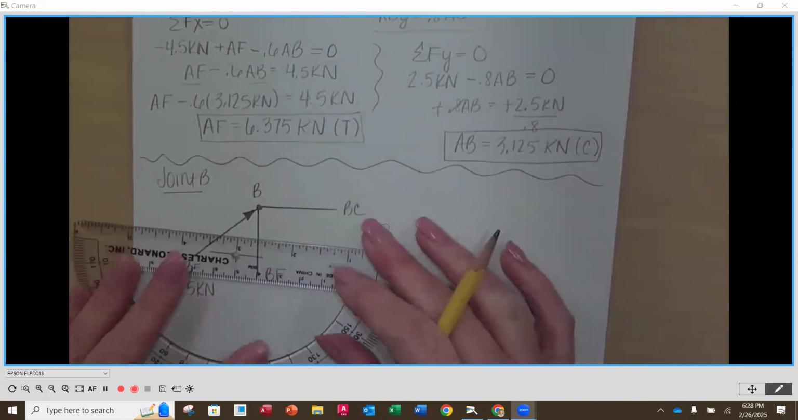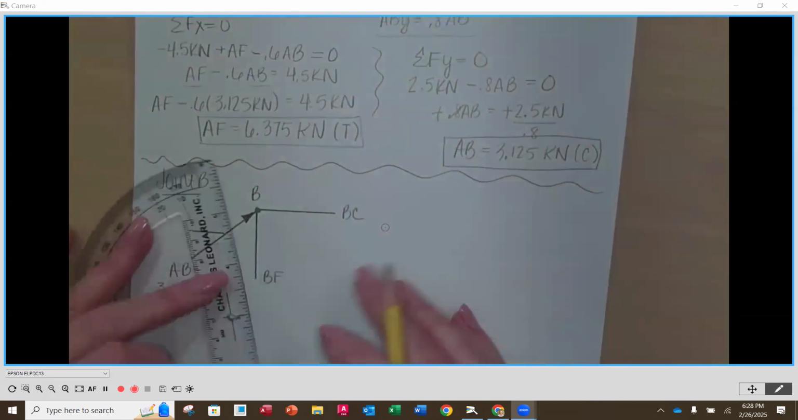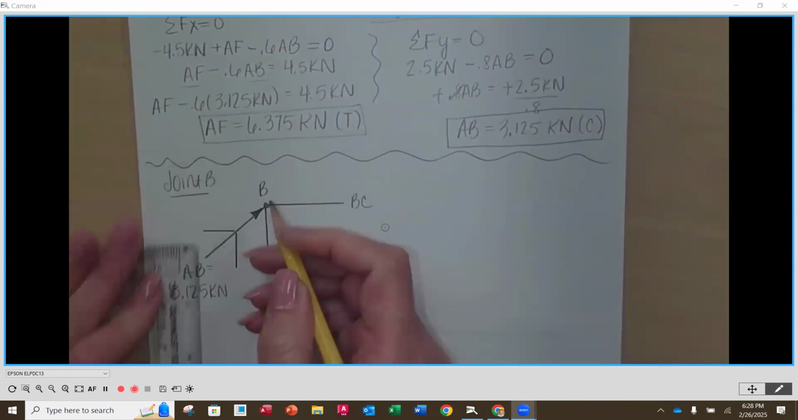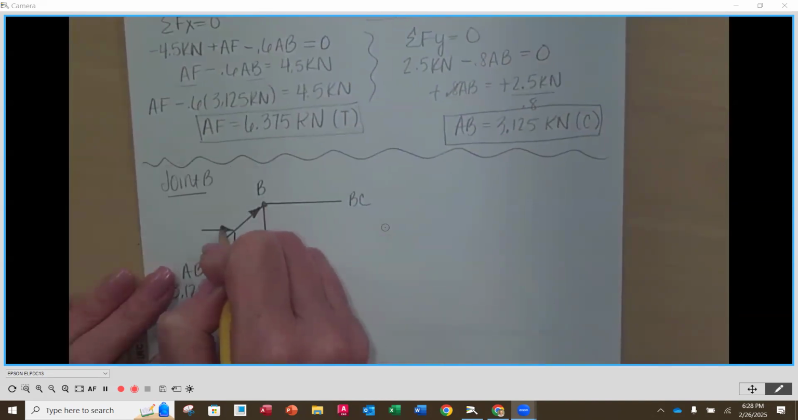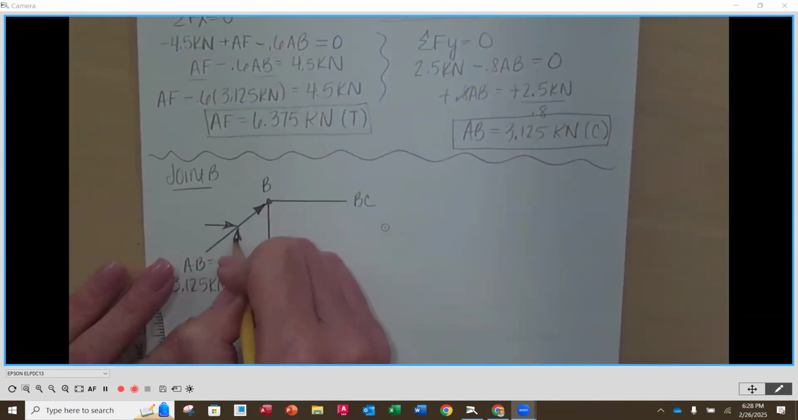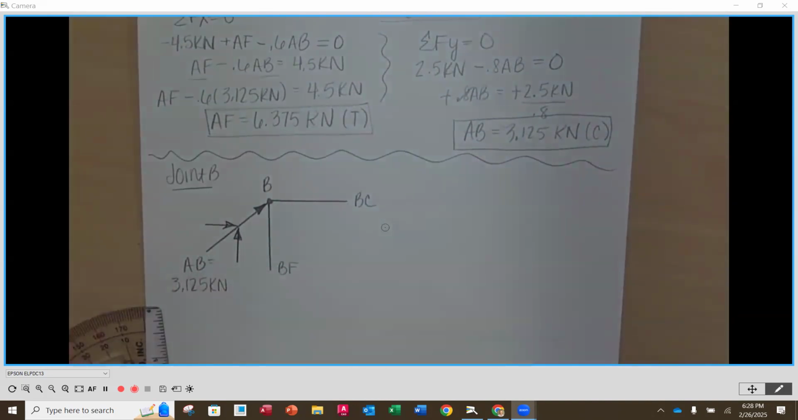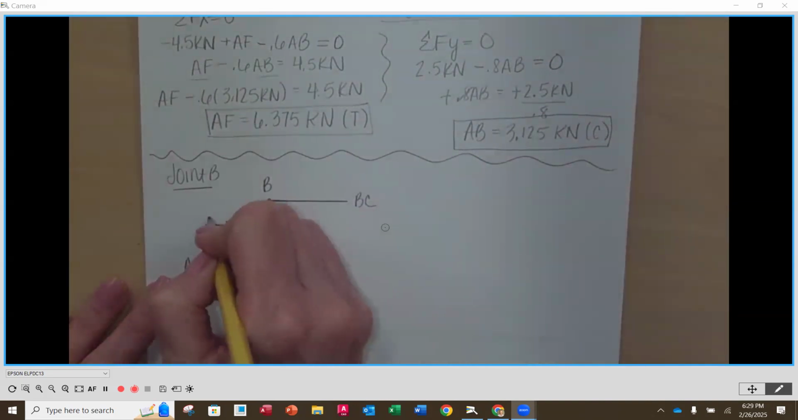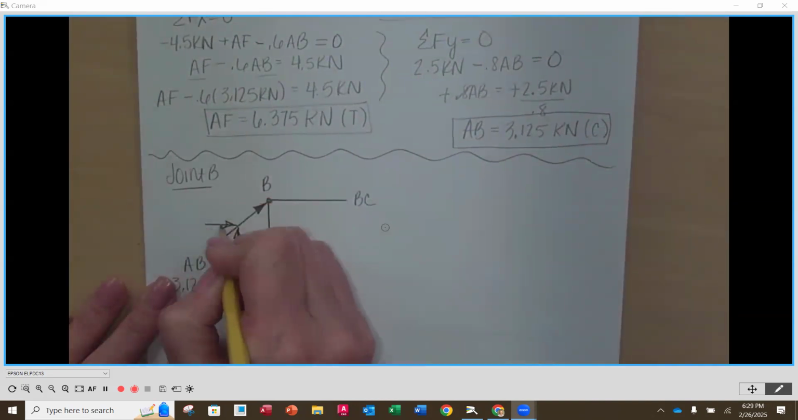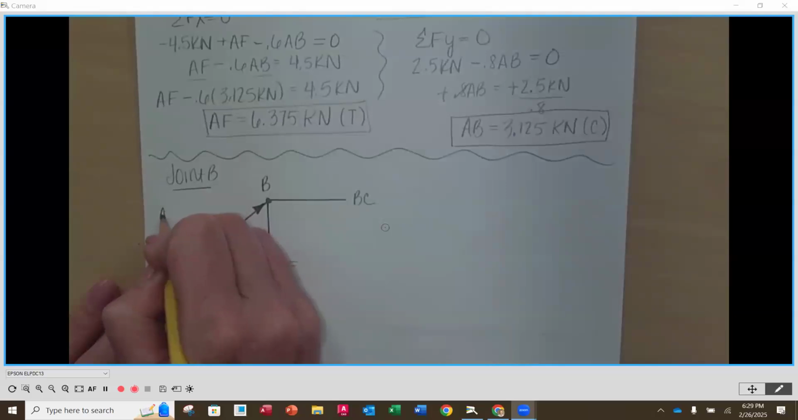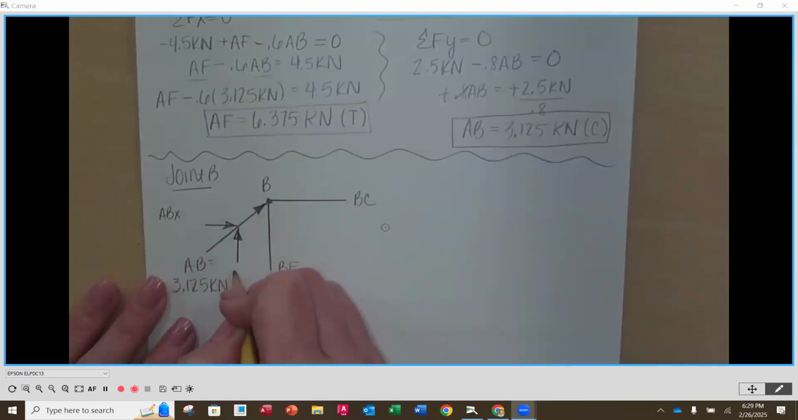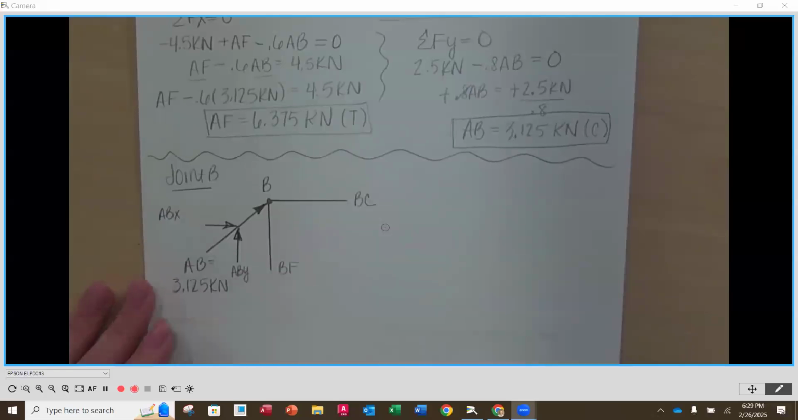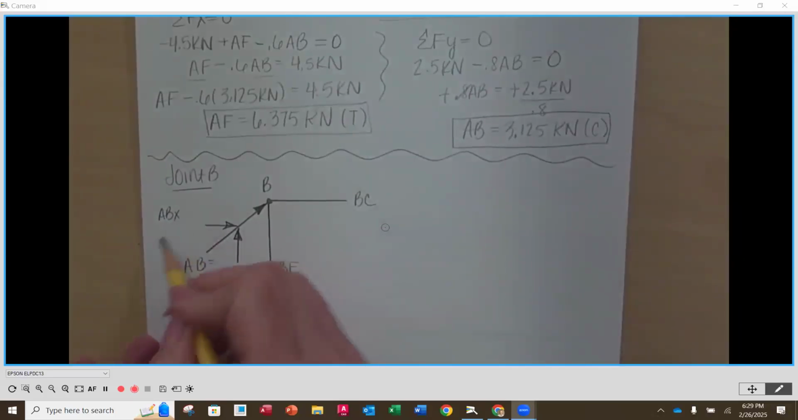And then it has, just like we know, its X and its Y components. So we're going to be putting those in place. The X is going to point to the right. The Y is going to point up, because now we have the AB going up and to the right. So that means our X has to go to the right and our Y has to go up. So this is going to be ABX, and this is going to be ABY.